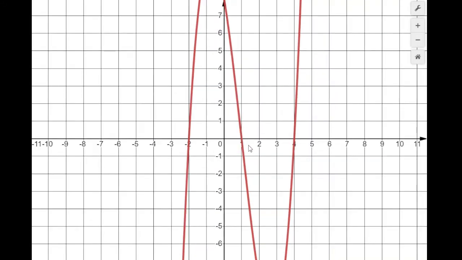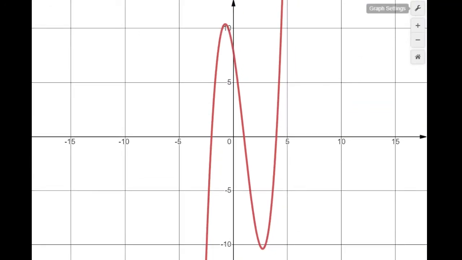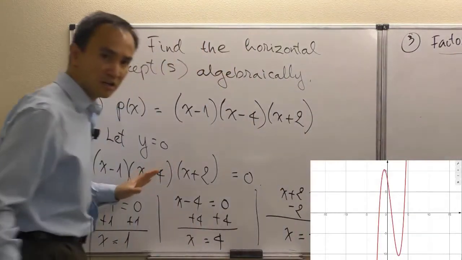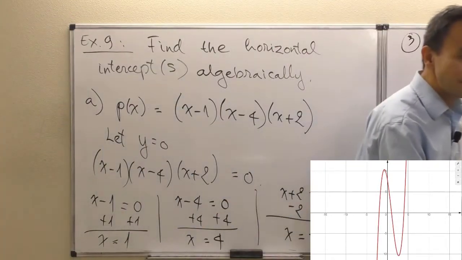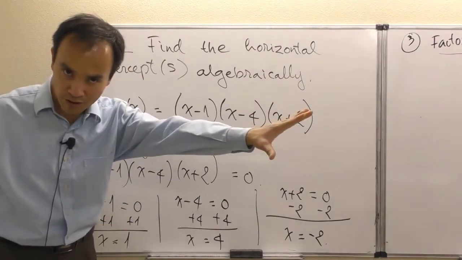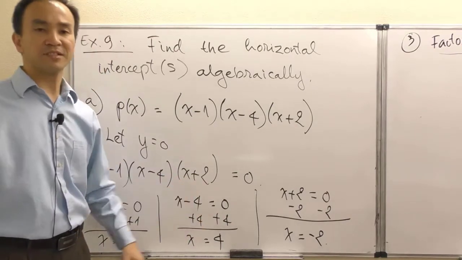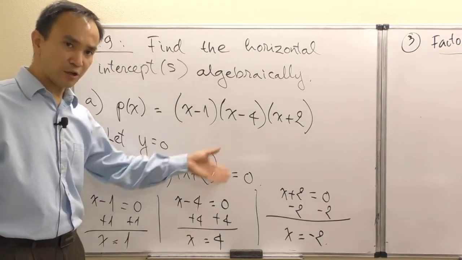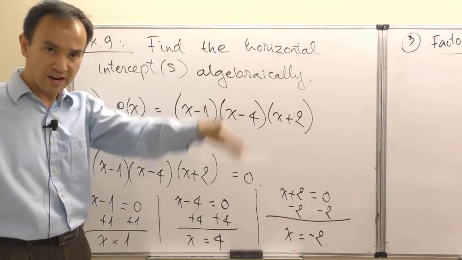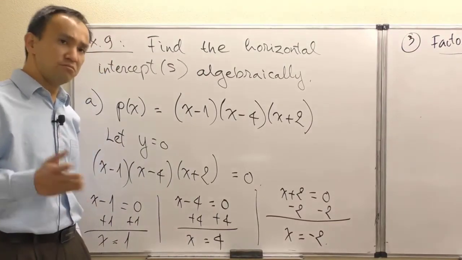This is all consistent. The result graphically observed here is completely consistent with everything we are seeing on the board. So we found algebraically, before I pulled up the graph, that there are three horizontal intercepts. These are the values that cause our polynomial to equal 0, but that also means that's where the graph is going through the horizontal intercept. Okay, and so let's try another one.